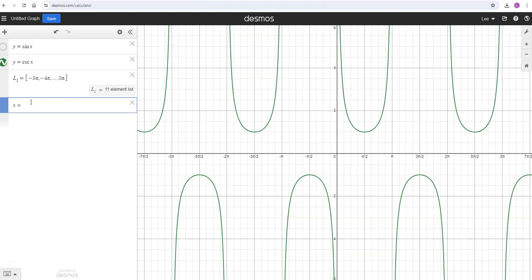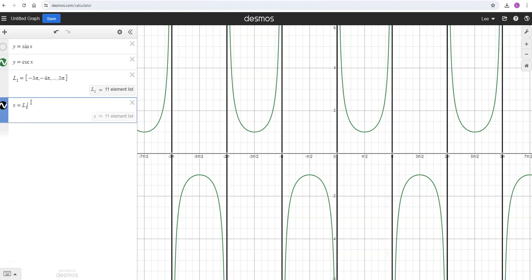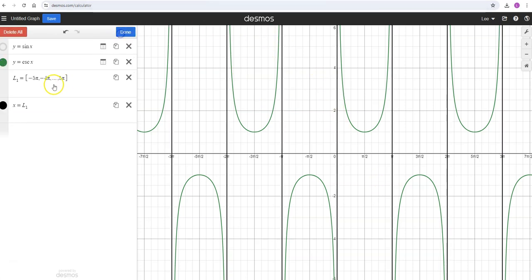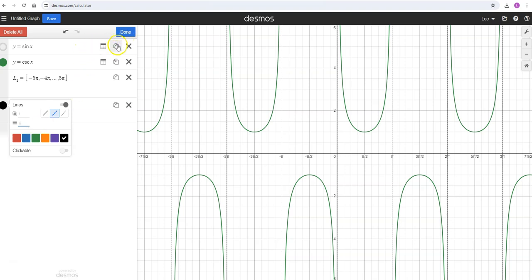And then I can say x equals that L1, and it'll draw in all those asymptotes. And you can change it if you want the usual dashed line, or if you want to make it not quite as bold or a different color, you can always do that. So now we'll make that a 2 so we can see it. Now those red dashed lines, those are going to be my asymptotes.